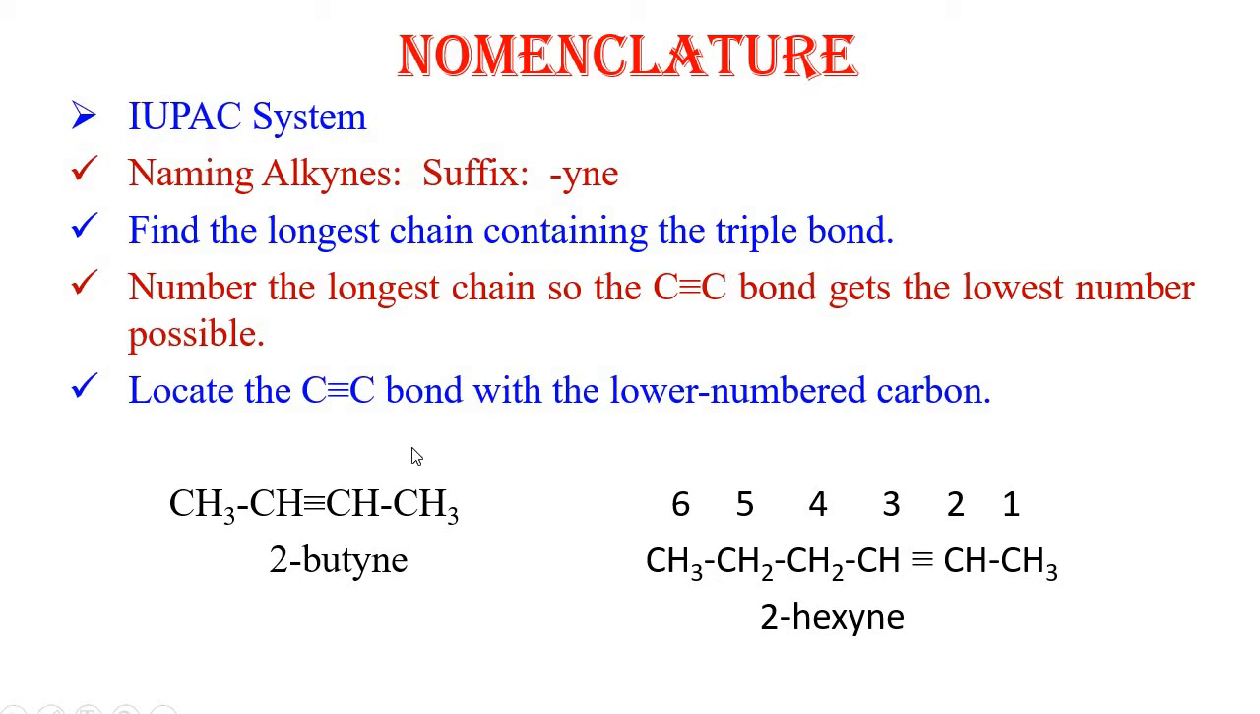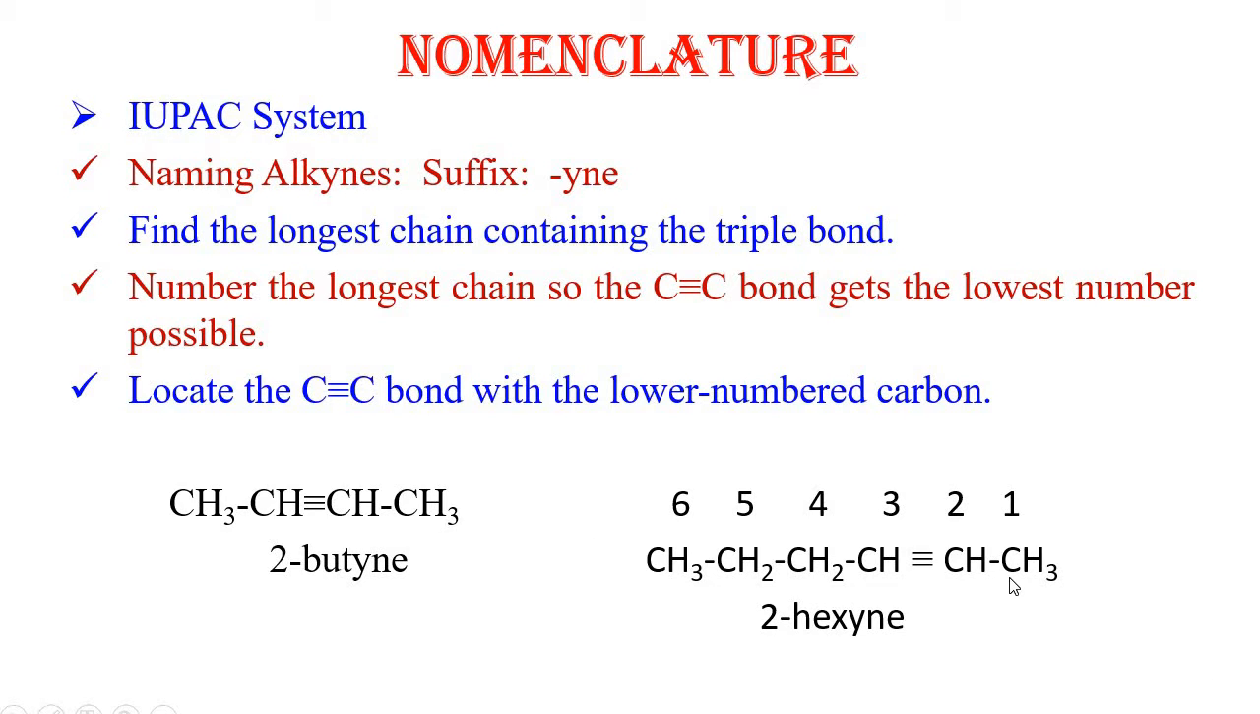This 4 carbon containing compound is known as butane. Now, this is an alkyne, an unsaturated hydrocarbon. If we start numbering from this side, the lowest number is 2. If we start numbering from the other side, the number of the carbon containing the triple bond is also 2. So the name of this compound is 2-butyne.